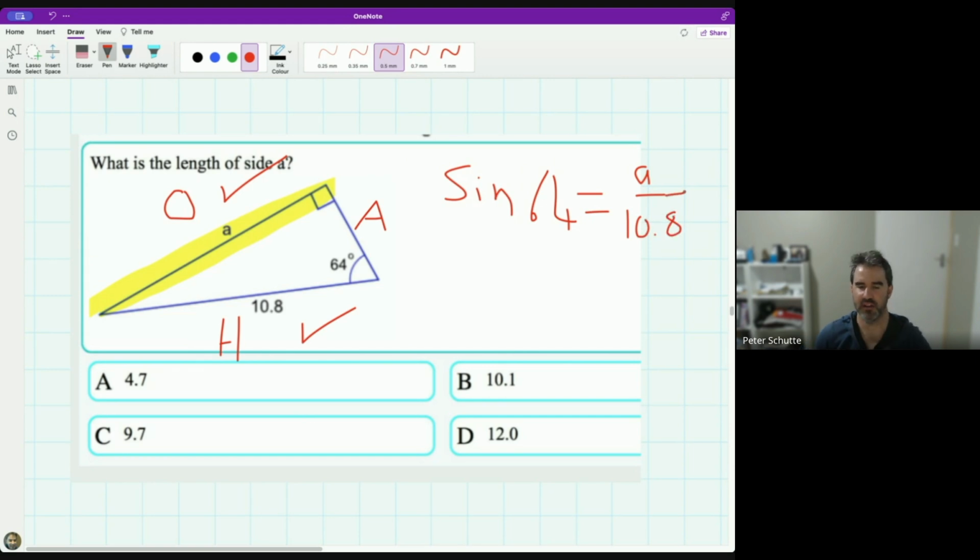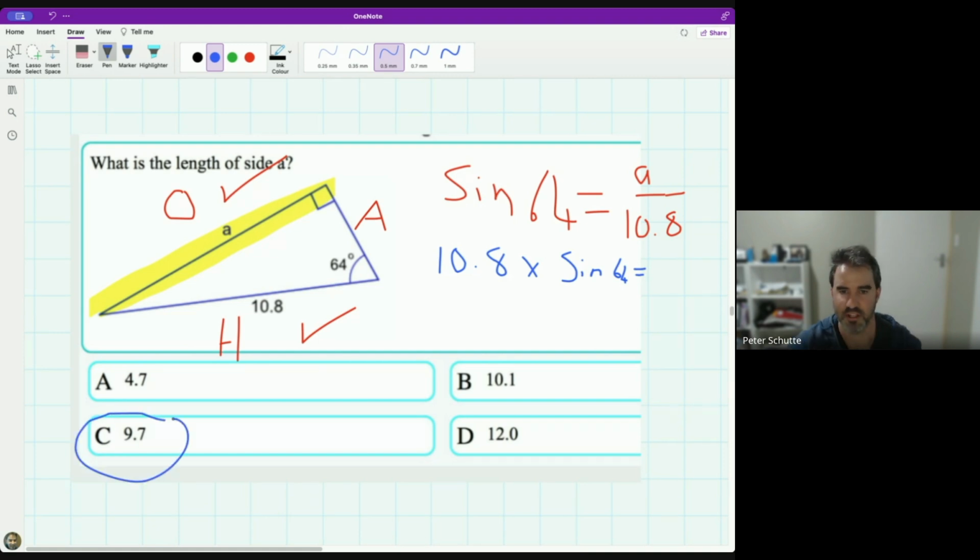I want you to figure out using that equation which is the correct answer for the length of the yellow a there. So what we see now is we have to bring this 10.8 to the other side. So 10.8 times the sine of 64. And what we then see is the correct answer is going to be 9 point... well, when it rounds off, it's going to be 9.7, or it's going to be C.